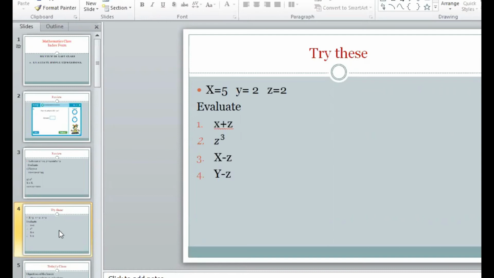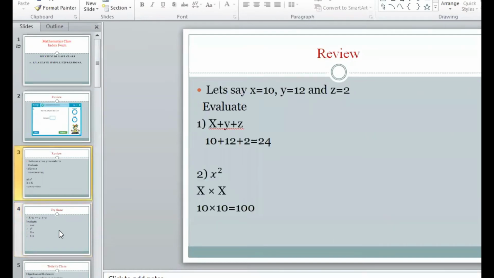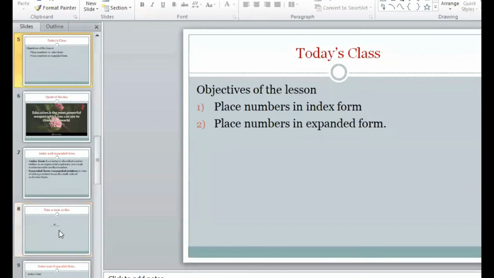So it seems as though everybody is on par with this, right? Evaluating expressions. Any questions? No, Miss. Okay. All right. So today's lesson, we're going to look at placing numbers in index form and placing numbers in expanded form.